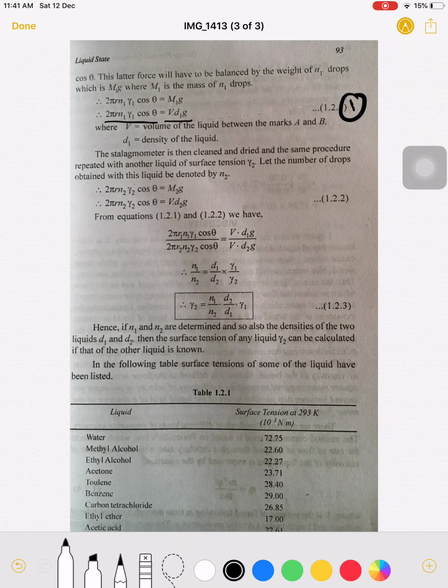The same procedure is carried out for one or more other liquids. Before carrying out the experiment for a different liquid, we must clean and dry the stalagmometer using acetone or alcohol. The same procedure is repeated for another liquid, and the number of drops obtained for that liquid is, suppose, n2. So n2 drops are coming outside that capillary in a single minute. The equation for that liquid is 2 pi r n2 y2 cos theta is equal to m2g. This force is balanced by the weight of the liquid, that is m2g.